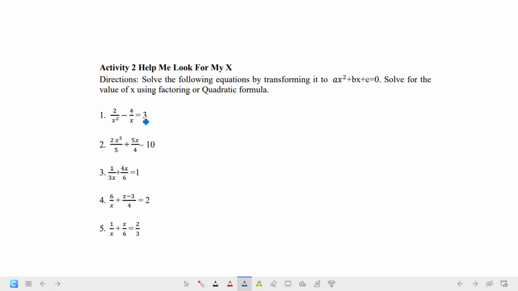Dito naman, yung last na sinolve natin, you are going to determine the value of x using factoring or quadratic formula by, yan, mag-multiply kayo ng LCD.